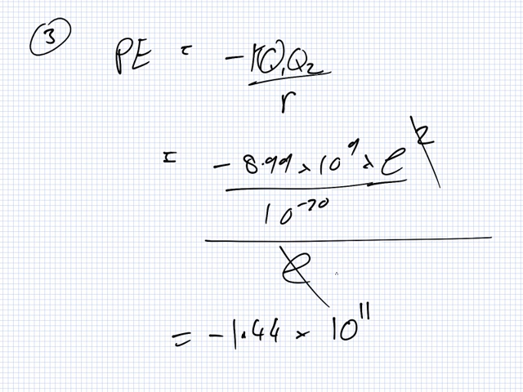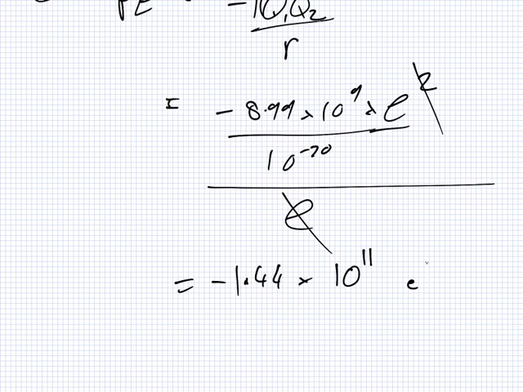That is big, but not outrageously big. 6 is mega, 9 is giga. So this would be minus 144 giga electron volts. That's how much energy you need to ionize this electron.